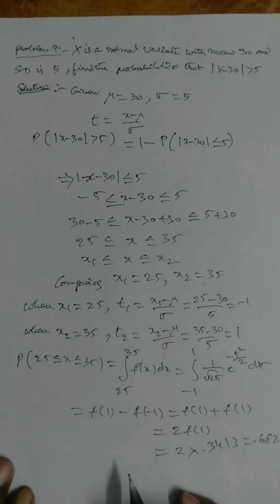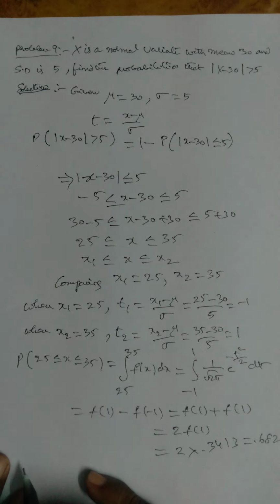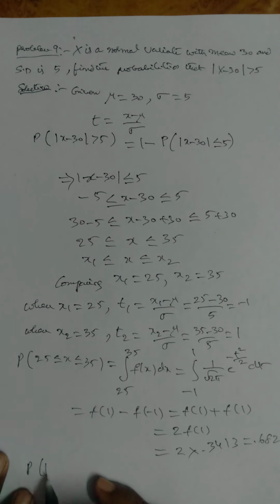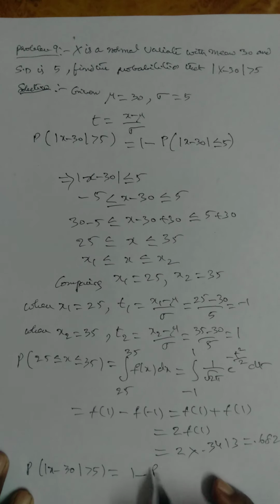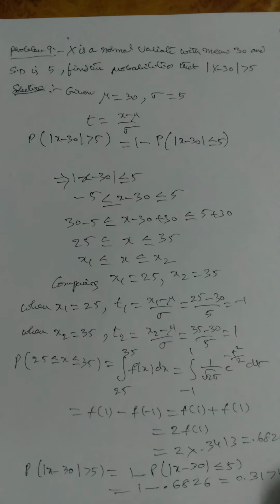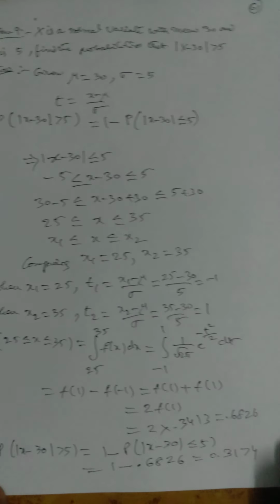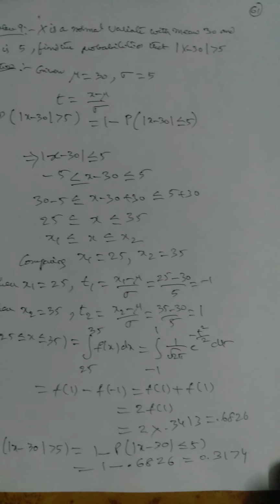So 0.6826. Therefore P(|x minus 30| greater than 5) is equal to 1 minus P(|x minus 30| less than or equal to 5), which is 1 minus 0.6826, equal to 0.3174.